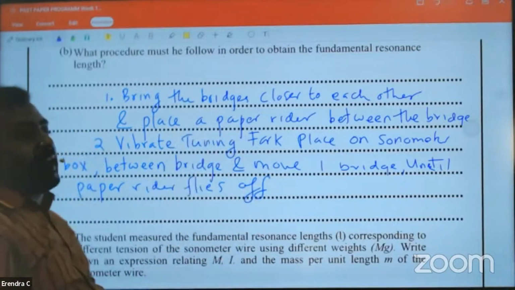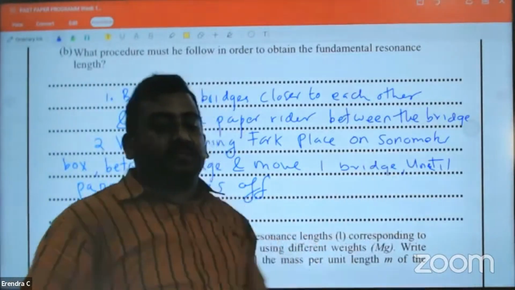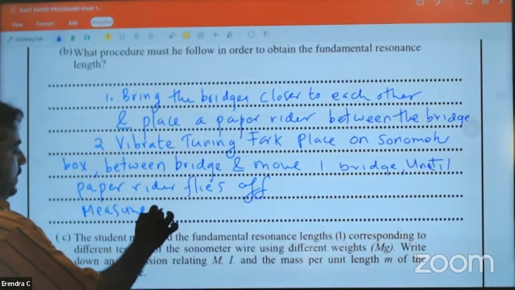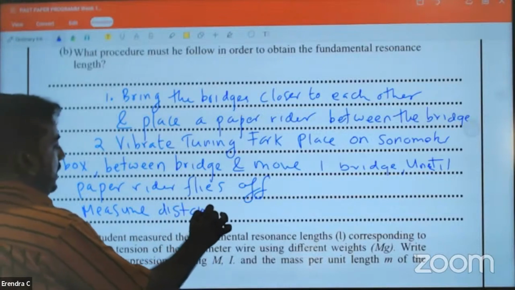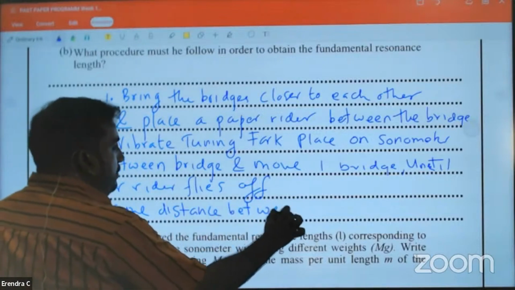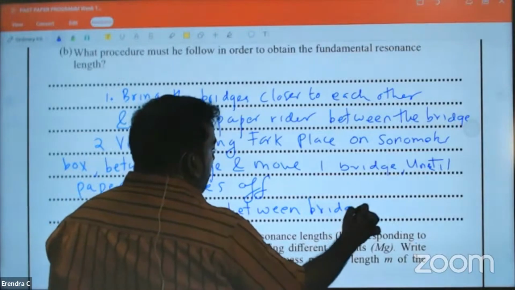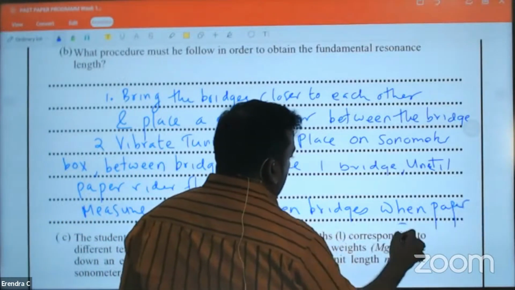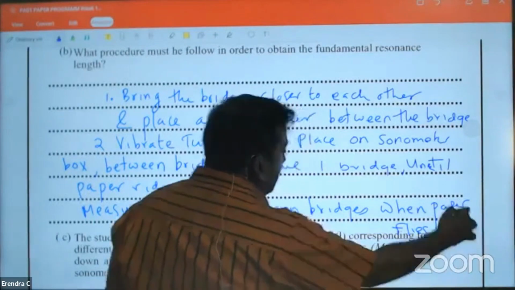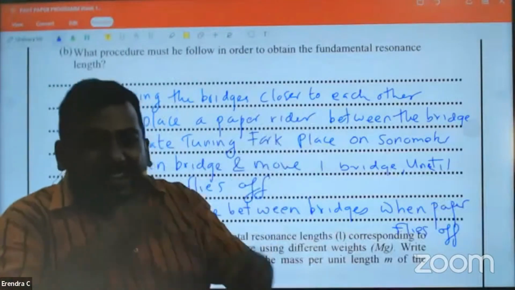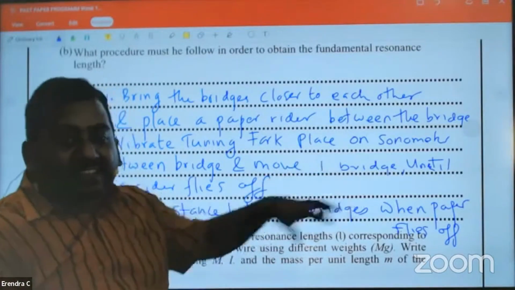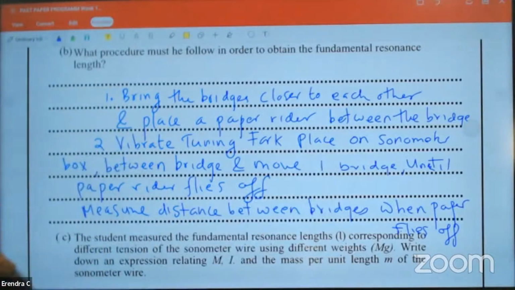Now when the paper rider flies off, what do we do? Measure the distance between the bridges. Actually, what you should do is, when the paper flies off, repeat the experiment, measure the length, and then get the average length. Try this first.